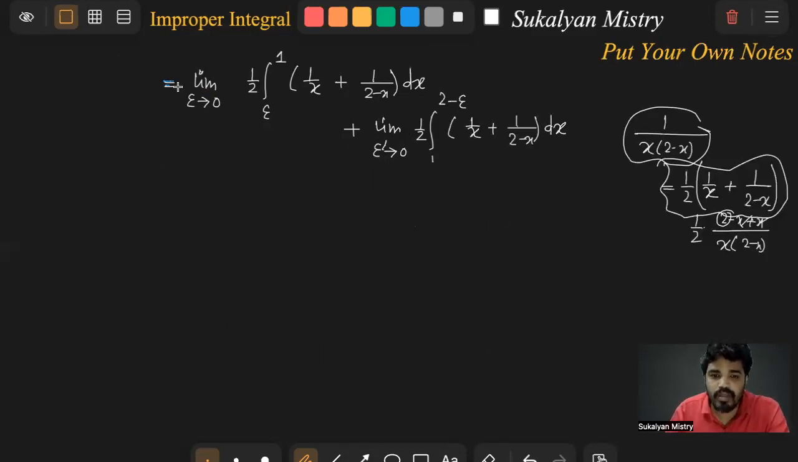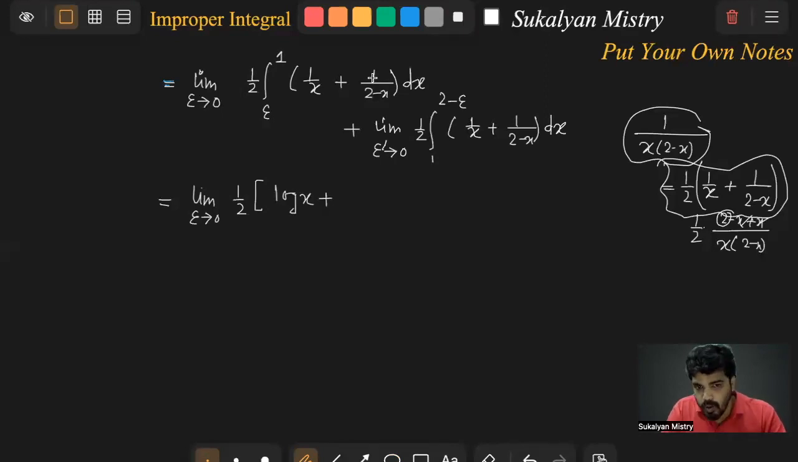Okay, so look, here there is 1 by 2, and here there is 1 by 2, just taking 1 by 2 common. Okay, so common is not needed, leave it. So that equals limit epsilon tends to 0, 1 by 2. If we integrate this, 1 by x dx, that is log x. Integration of 1 by 2 minus x will be minus log 2 minus x.